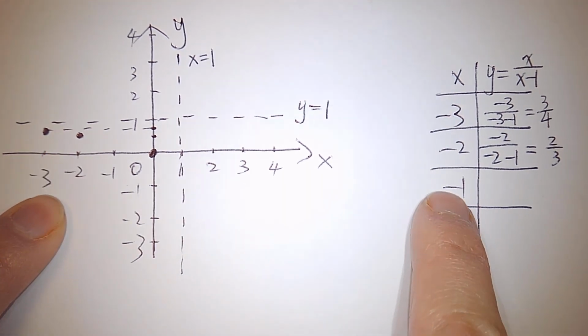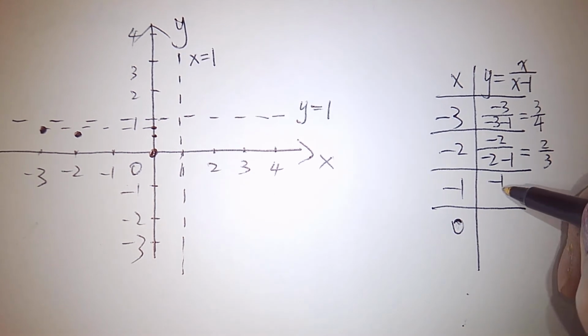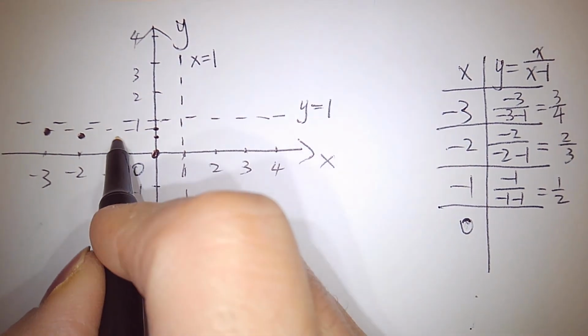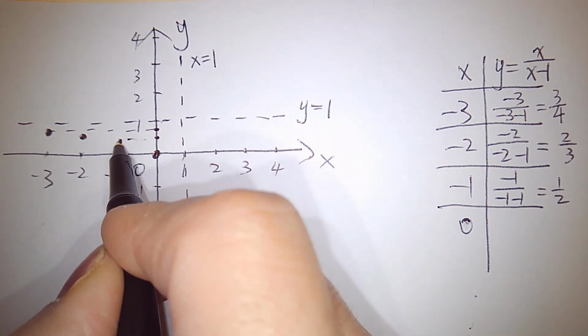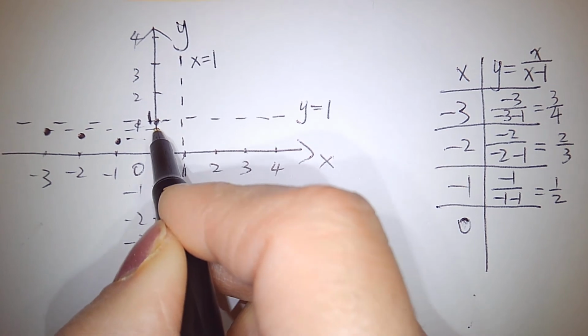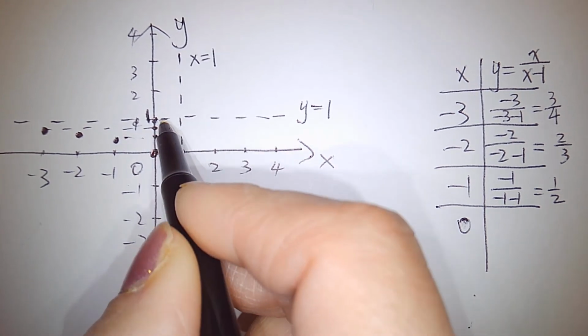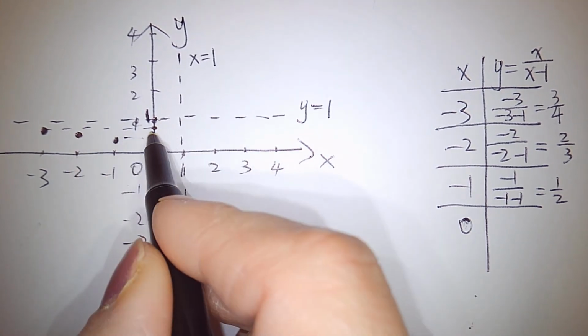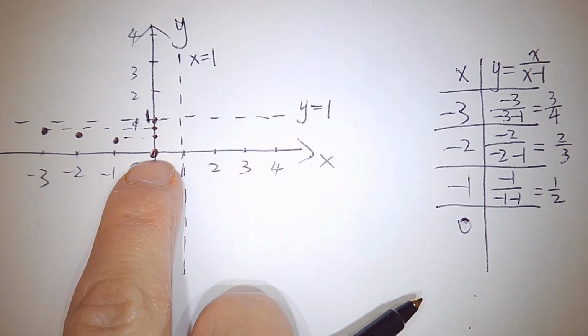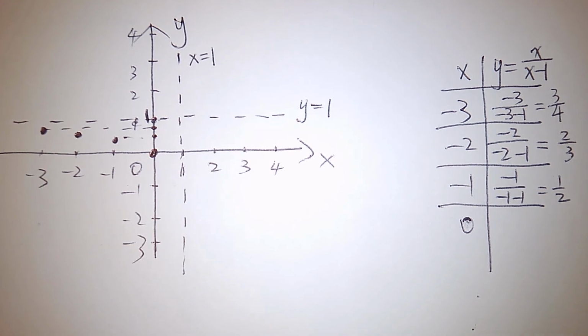All right, when x equals -1, this is 1/2. Oh, okay. Yeah, right? 1 is here, okay? 1 is here. This is 4/3, and there is 2/3 in between. This is 1/2, okay, 1/2. And then when x equals 0, y is 0.